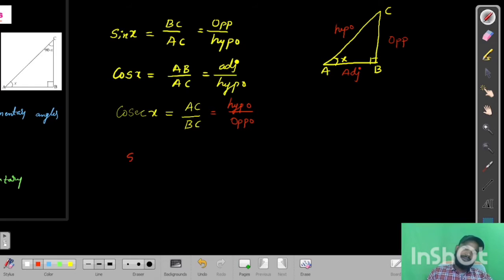Now sec x. What is the sec x formula? Sec x formula is reciprocal of cos. So that is nothing but hypotenuse by adjacent. Now what is hypotenuse here? Hypotenuse is AC. What is adjacent here? Adjacent is AB. See here, this is hypotenuse AC. What is adjacent? Adjacent is AB.